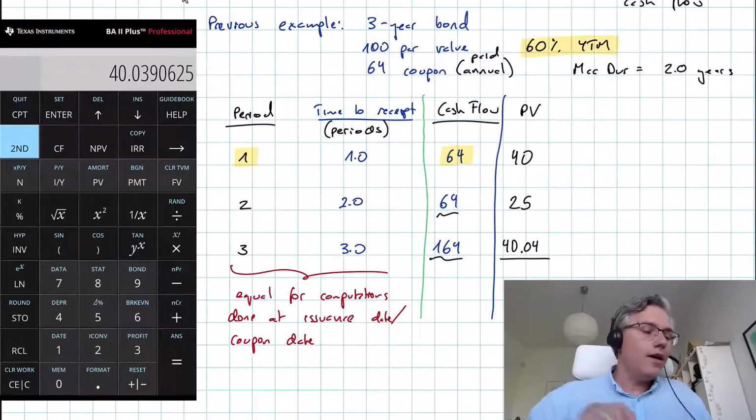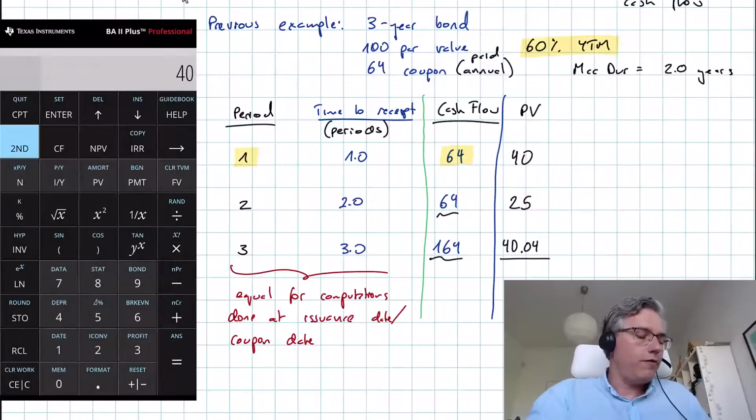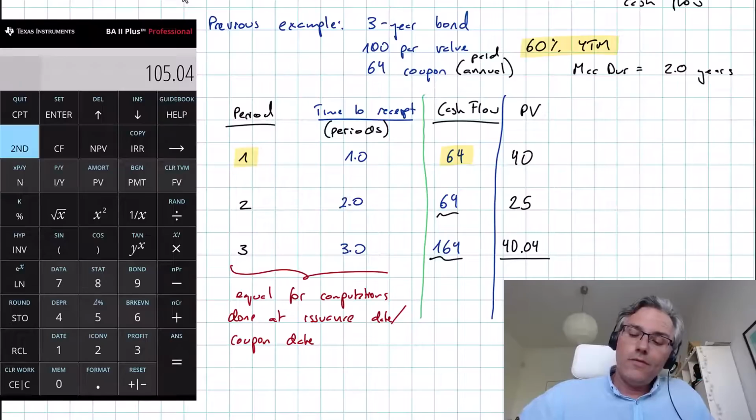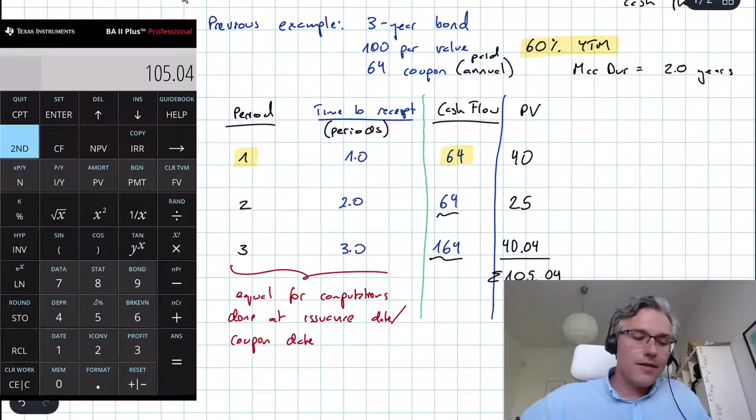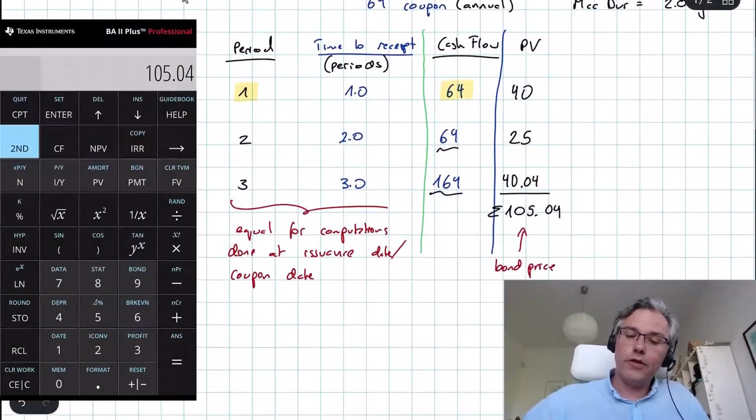40.04. Nice. Now I need to sum up all these cash flows, so I've got 40 plus 25 plus 40.04, which gives a sum of 105.04, and that's going to be the bond price. In fact, it was the bond price that we computed in the previous video.